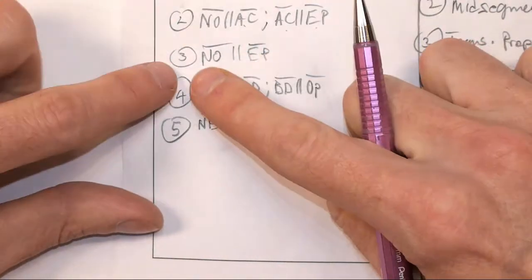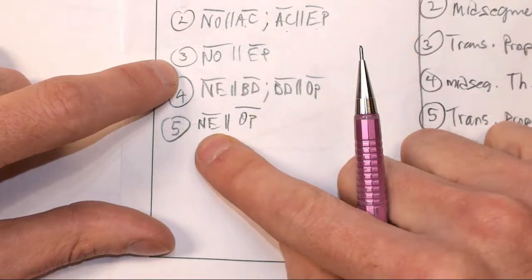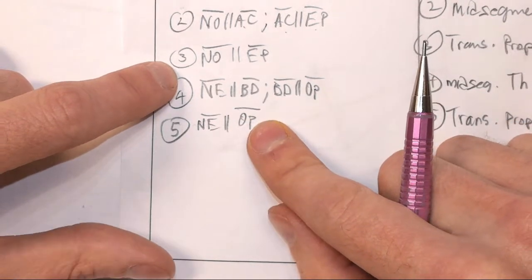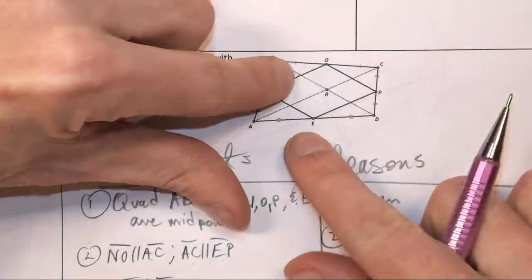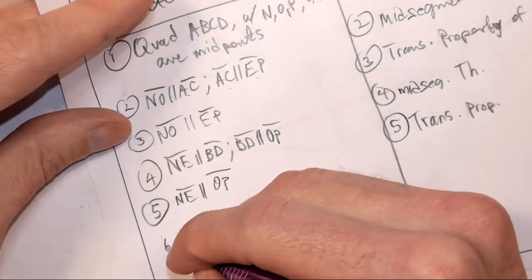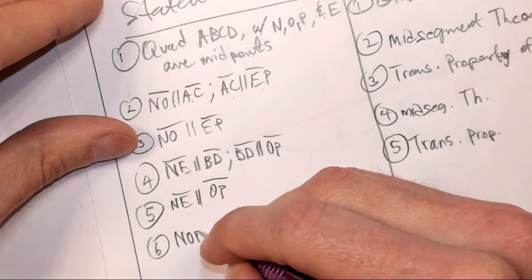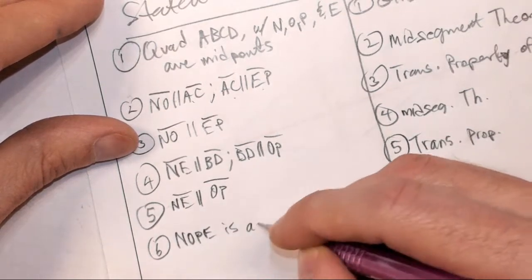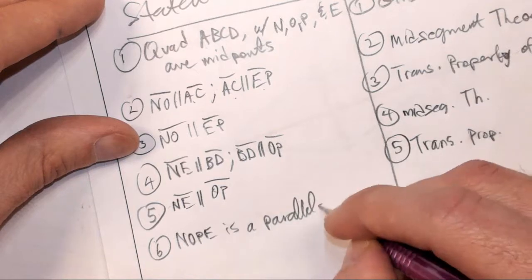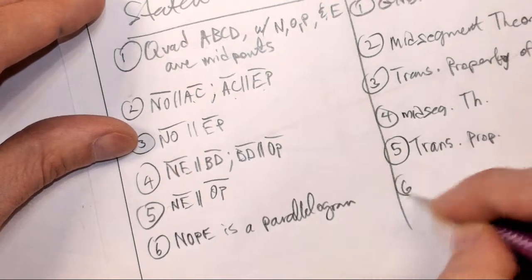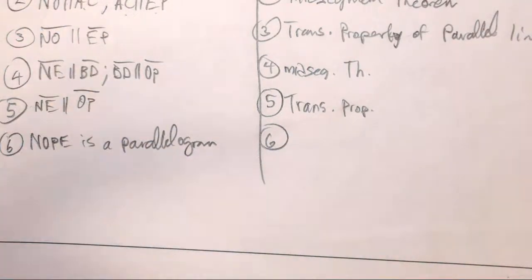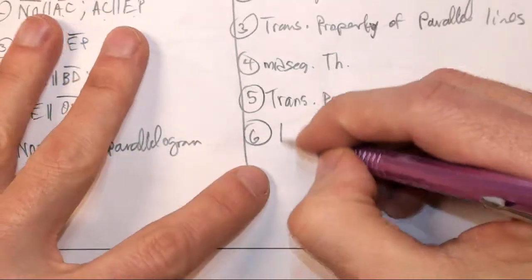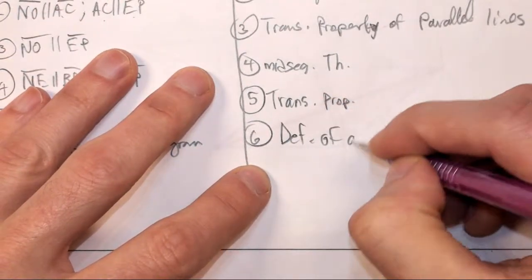NE is parallel to OP. And then finally, NO is parallel to EP, and NE is parallel to OP. These are our two opposite sets of sides being parallel. What type of shape is that? That's a parallelogram. So on number 6, NOPE is a parallelogram. And what criteria did we use to prove that it's a parallelogram? Yeah, the opposite sides are parallel. You can state that the opposite sides are parallel, or you can just say that that's the definition of a parallelogram.